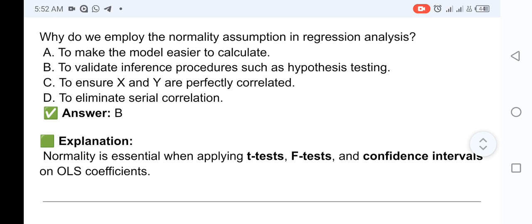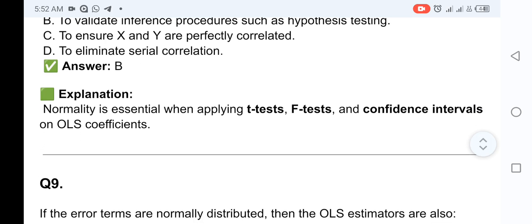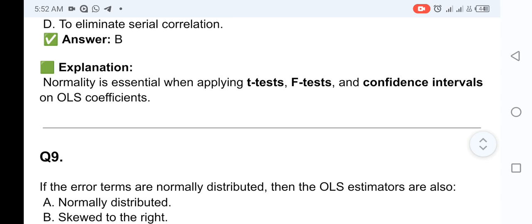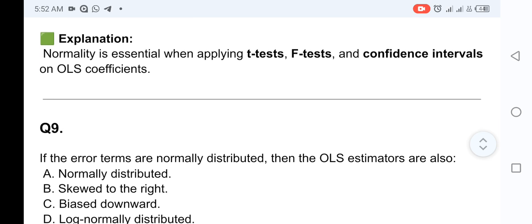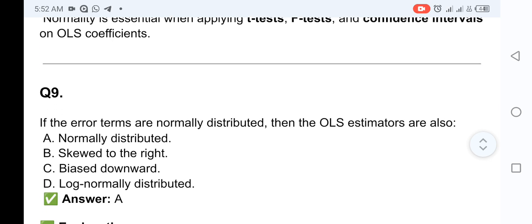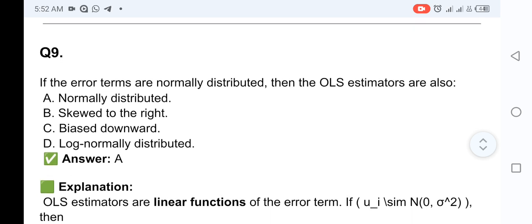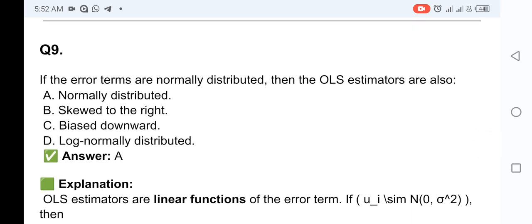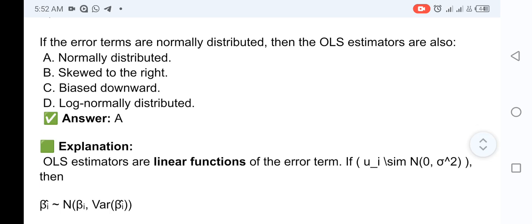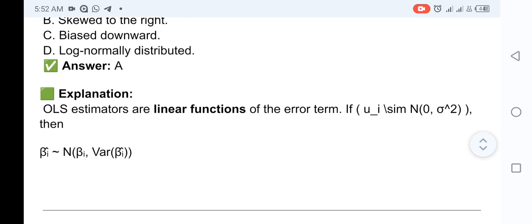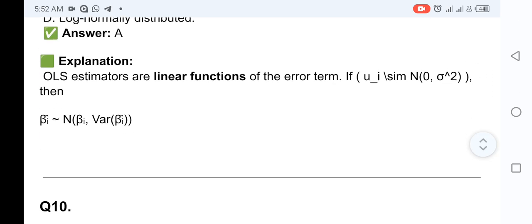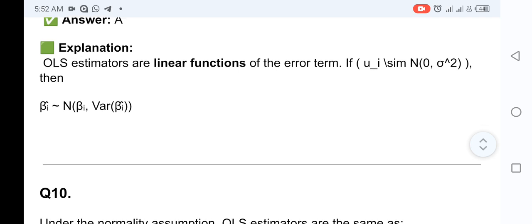Q9. If the error terms are normally distributed, then the OLS estimators are also: A. Normally distributed, B. Skewed to the right, C. Biased downward, D. Log normally distributed. Answer, A. Explanation. OLS estimators are linear functions of the error term. If U_i ~ N(0, σ²), then β̂ is also normally distributed.